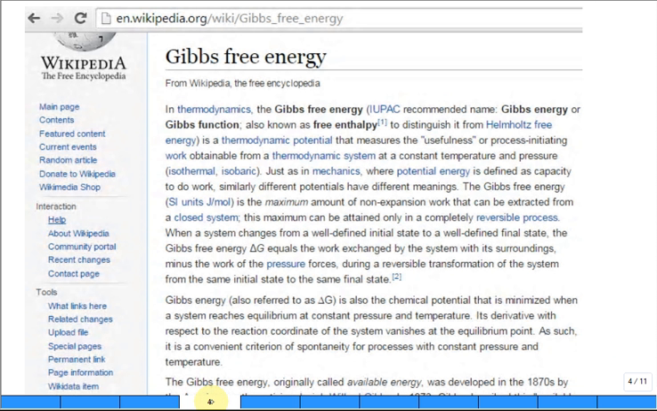Well, you could take a look at this Gibbs free energy. There's a lot out there. Here's a Wikipedia site. Let me just emphasize, it's the maximum amount of non-expansion work, so they take off that expansion, non-useful component pushing back the boundary, that can be extracted from a closed system, and the maximum can be attained only in a completely reversible process, so that was sigma equal to 0.